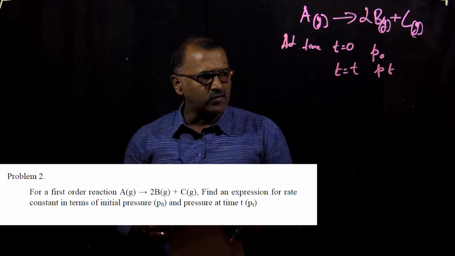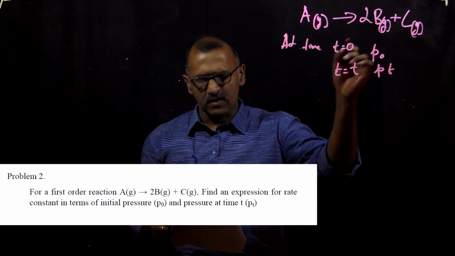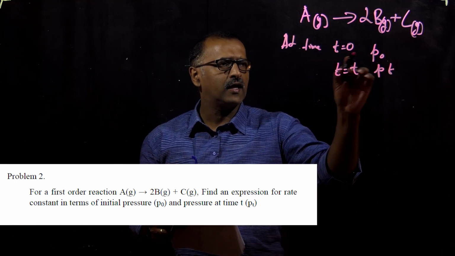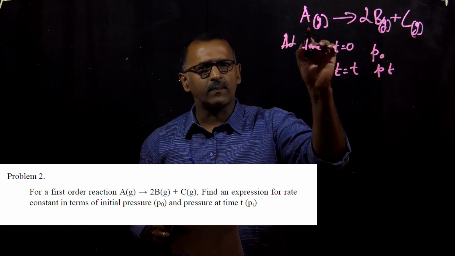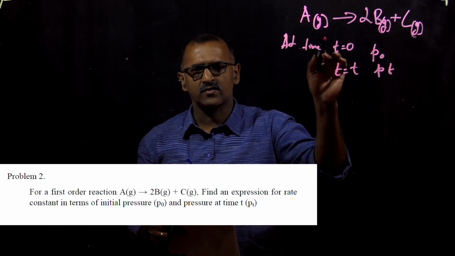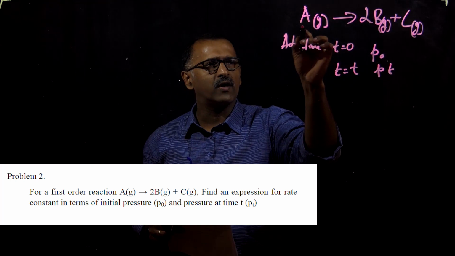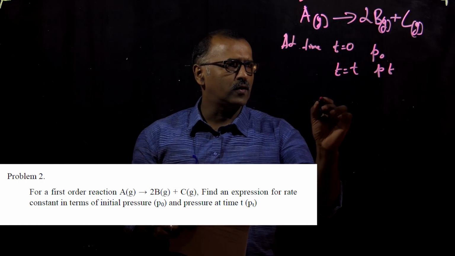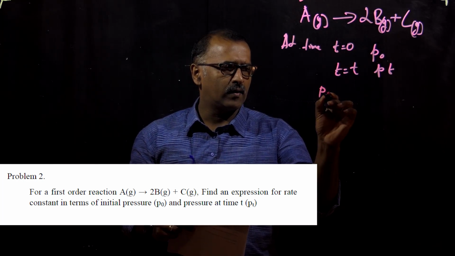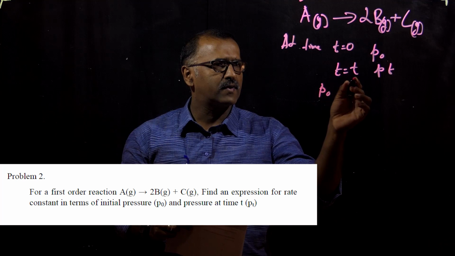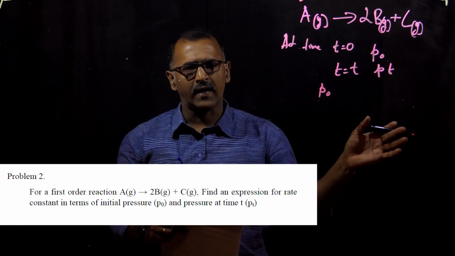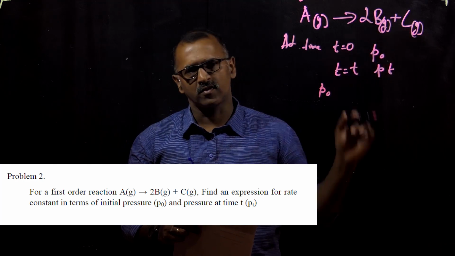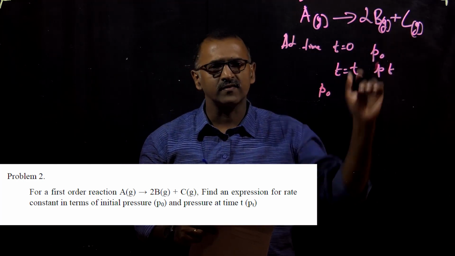So how to solve this? At t equal to 0, let us see what will be the pressure. At t equal to 0, the total pressure will be the pressure of A only, since the reaction has not been started, and only A will be constituting the total pressure. So at time t equal to 0, the total pressure is P0. At time t, x moles of A would have reacted to give you 2x moles of B and 1 mole of C.